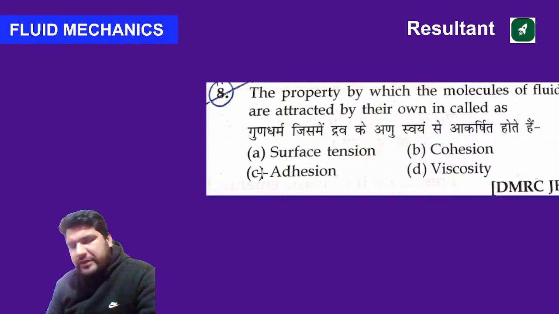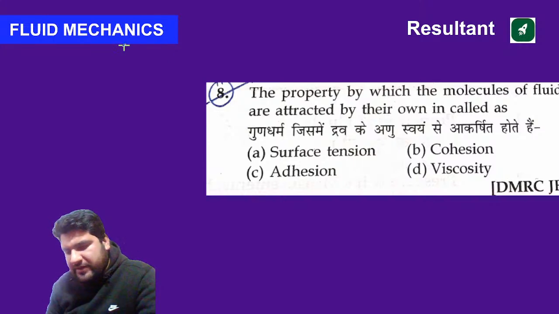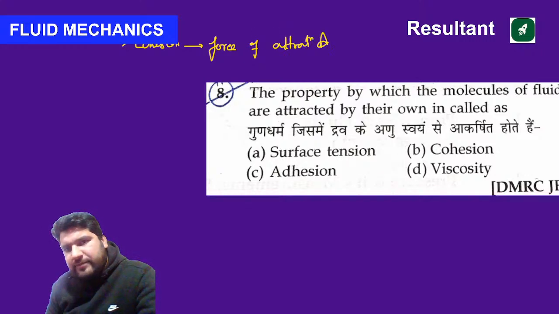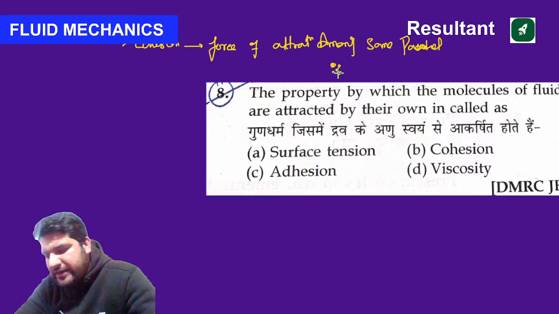So we have two types of attraction among the particles. The first attraction is cohesion. What is cohesion? Cohesion is the force of attraction among same particles. That is, if we have water, the force of attraction among water particles will be called as the cohesion.